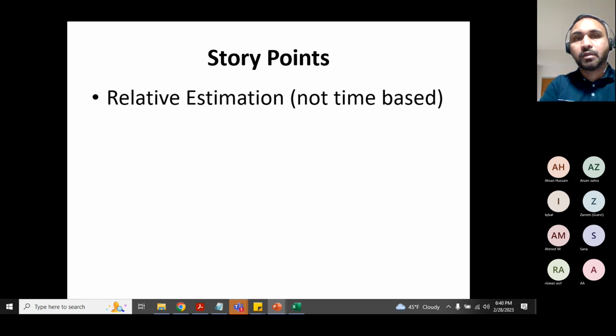The team will talk about it, but you don't dictate to the team. Let them learn from their mistakes. The next one is based on effort. Okay, story: how much effort? When we say effort, it's not only time actually.